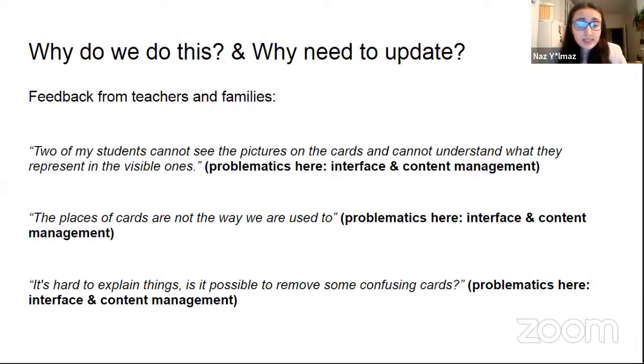Two of my students cannot see the pictures on the cards and cannot understand what they represent in the visible ones. The problem here is about interface and content management. The second one: the places of the cards are not the way we are used to. Again, the same problem, interface and content management. And the third one: it's hard to explain things. Is it possible to remove some of the confusing cards? Again, the problem here is interface and content management.